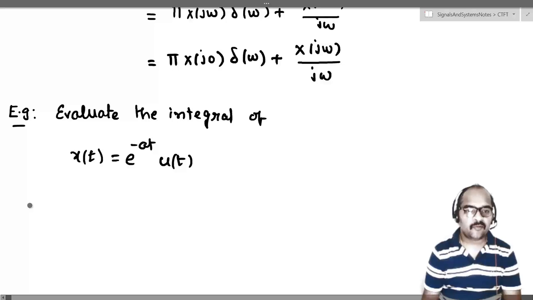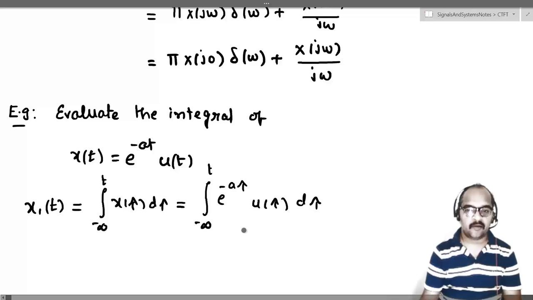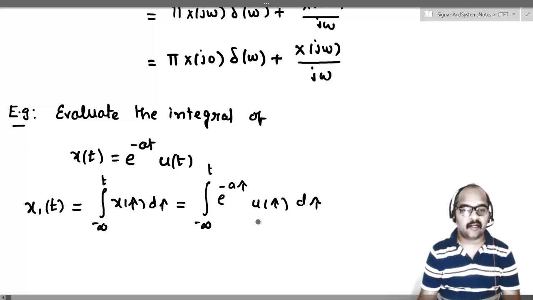But how is the integral defined here? That is defined as x1 of t equal to integral minus infinity to t x of tau d tau, which is equal to integral minus infinity to t e power minus a tau u of tau d tau. So you can do this directly in time domain, but let us do it in frequency domain. We want the integral of this signal. But we know that the integral of a signal is equal to the signal convolved with u of t.